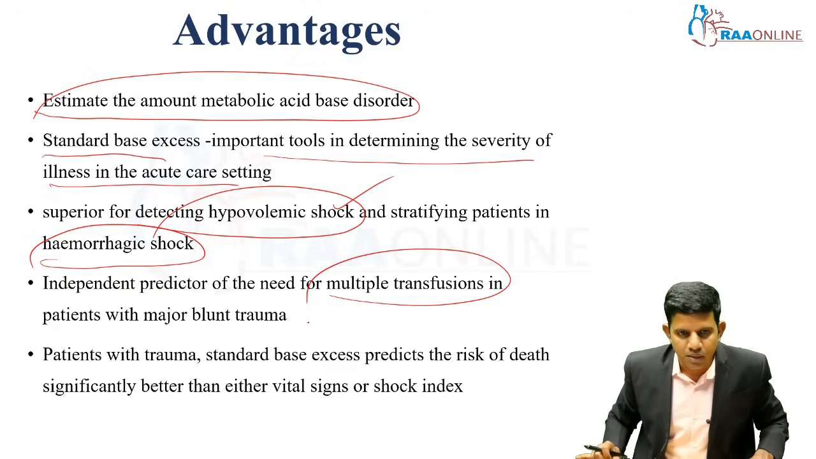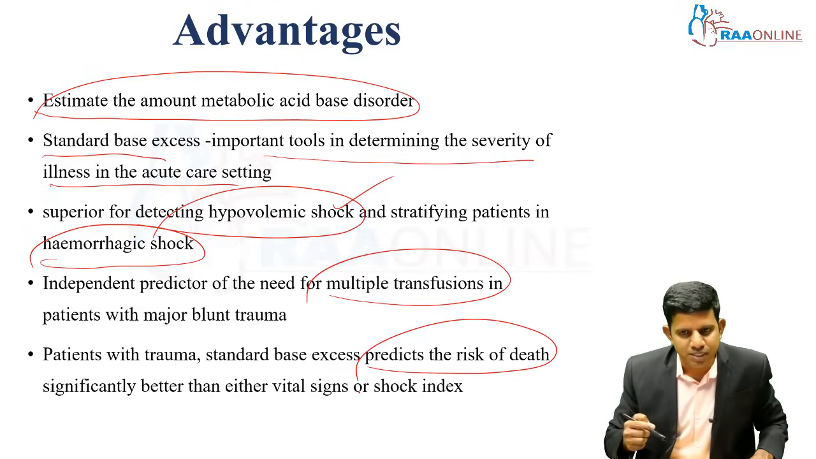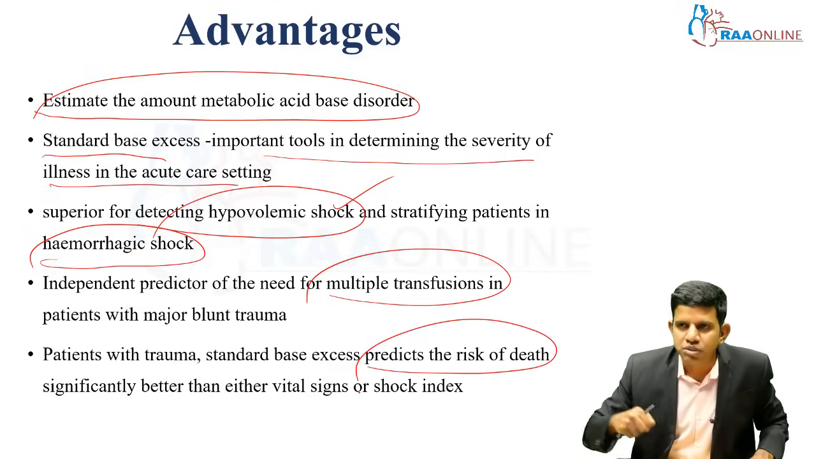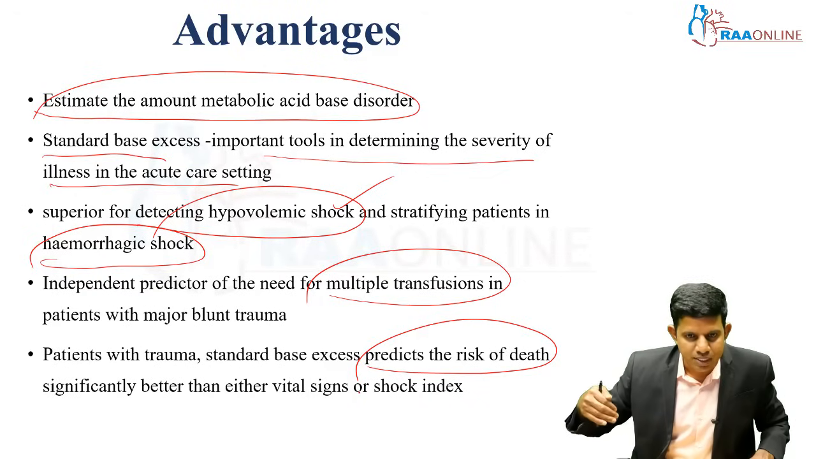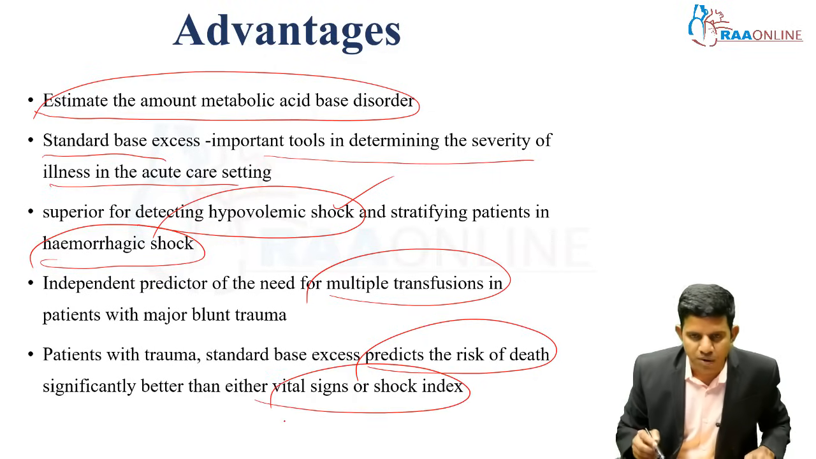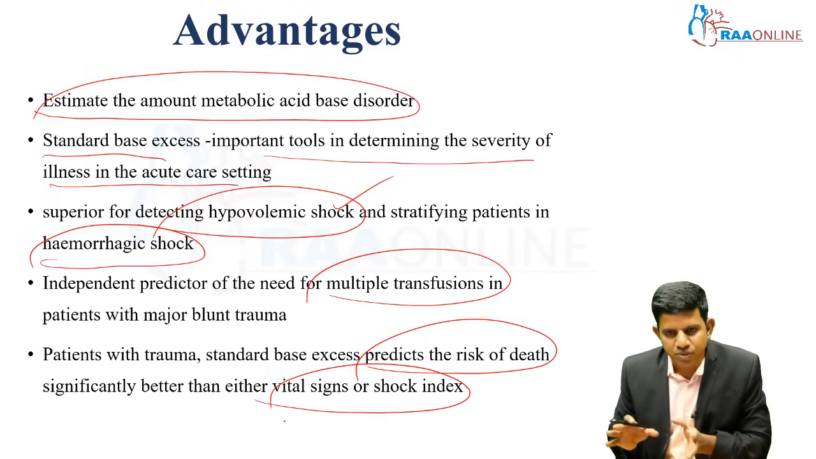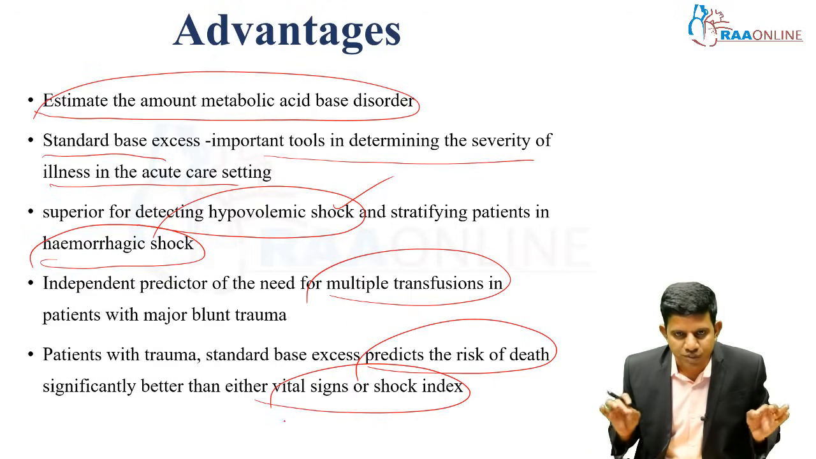But in patients with trauma, it is also a predictor of risk of death. It gives an idea about how severe the trauma is, and how much transfusion my patient needs. It is also a mortality predictor. Compared to other signs, for example heart rate, BP, shock index, the standard base excess is a good predictor of death in patients with trauma. Okay, these are the advantages of base excess.